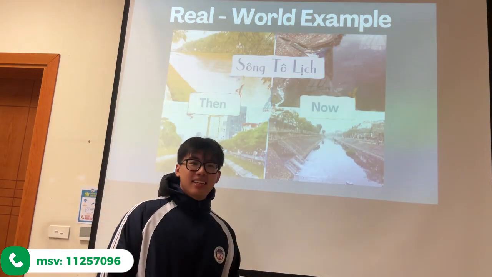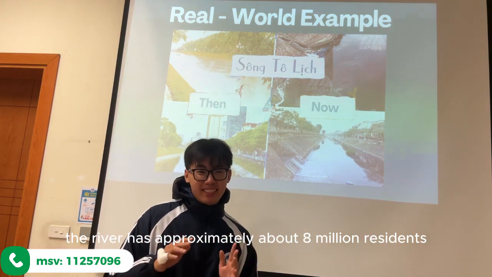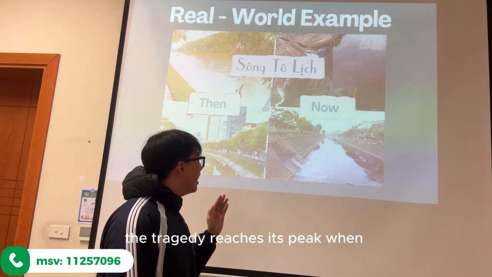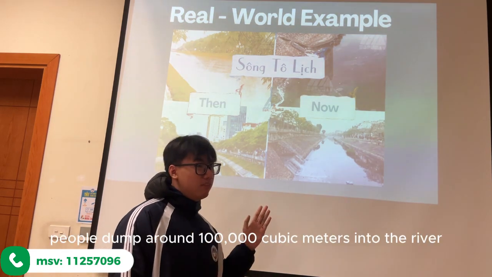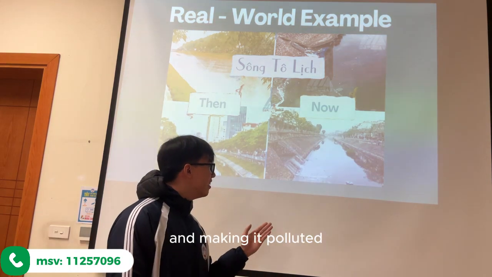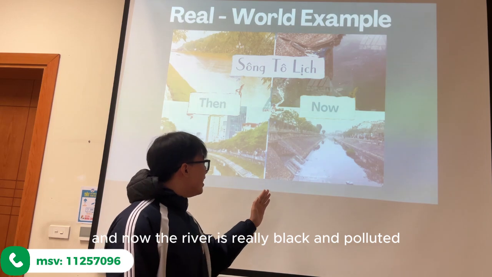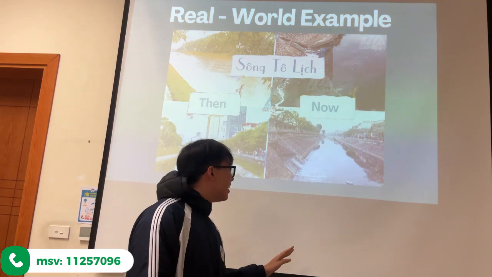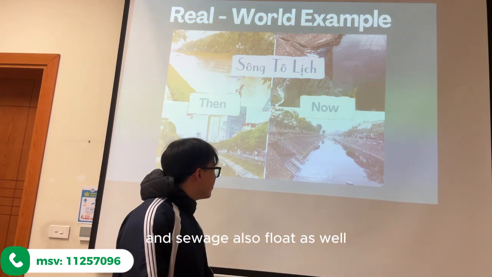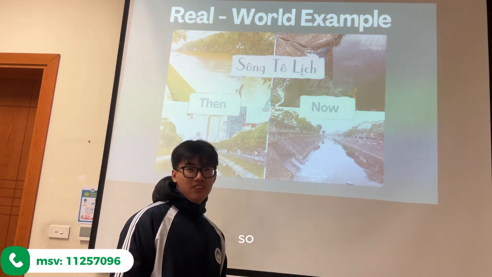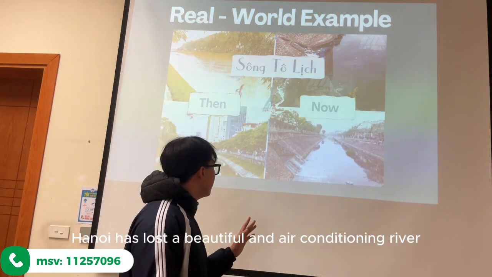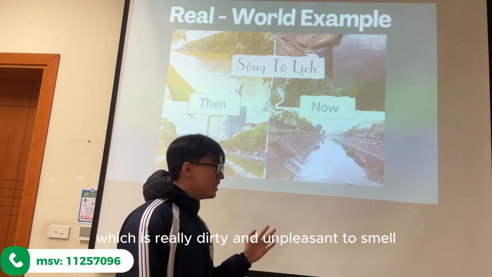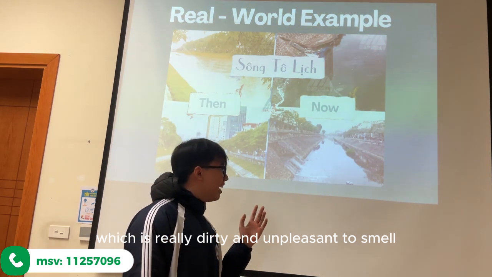And because the area has approximately 8 million residents, the tragedy reaches its peak when people dump around 100,000 cubic meters into the river, making it polluted. And now the river is really black and polluted. Fishes float all around the surface because they're dead, obviously, and sewage also floods as well. So Hanoi has lost a beautiful and air-conditioning river, and they turned it into a public sewage, which is really dirty and unpleasant to smell.